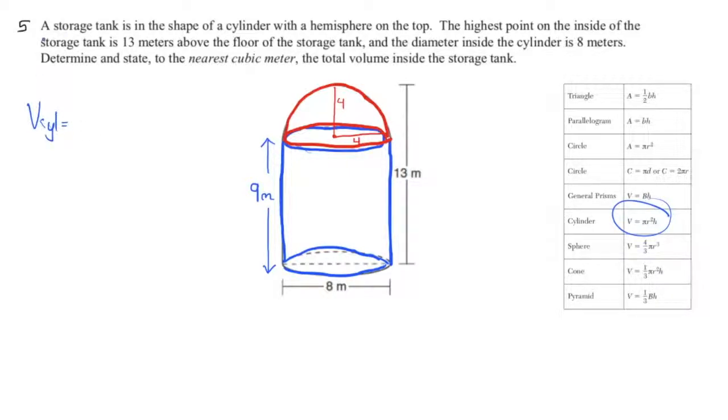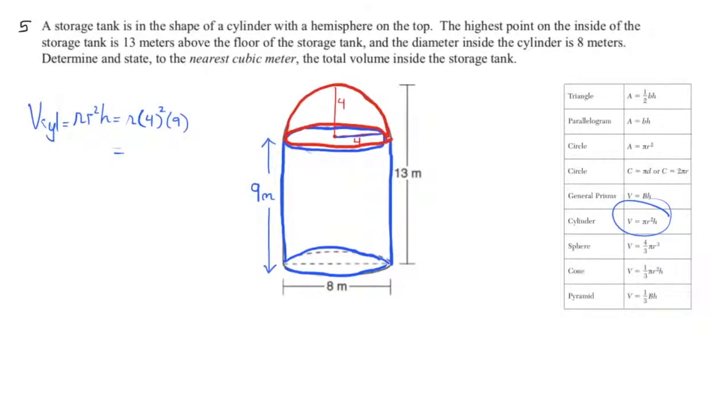Let's plug in to our formula pi r squared h. That's pi. Well, the radius of the cylinder is also the radius of the hemisphere. Pi times 4 squared times 9. So this expression is going to evaluate to what I'll call 452.389 meters cubed. Now we'll move on to the red hemisphere.